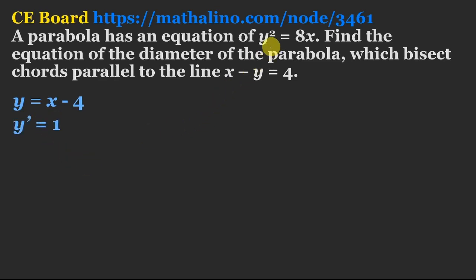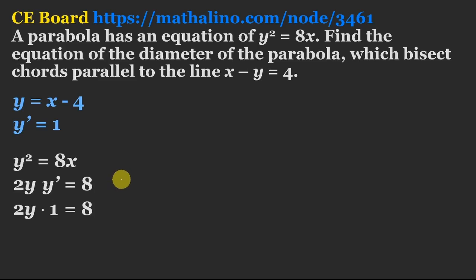Okay? Then, we are going to find the slope of this parabola. Differentiate this one. This will become 2y, y prime is equal to 8. Now, we are going to plug in this value, the slope of the parallel chords, to the slope of the parabola. This will become 2y times 1 is equal to 8. We have this equation y is equal to 4. And this is our answer. This is the equation of the diameter.